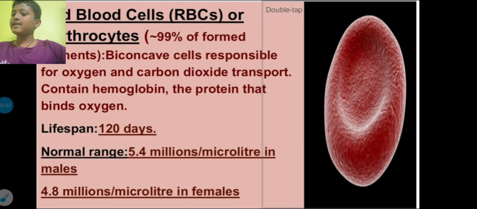Red blood cells, also called erythrocytes, are the most abundant cells. They are biconcave in shape. These are responsible for oxygen and carbon dioxide transport. These cells contain a red colored pigment called hemoglobin which binds with oxygen. The lifespan of these red blood cells is 120 days. The normal range of these cells is 5.4 million per microliter in males and 4.8 million per microliter in females.